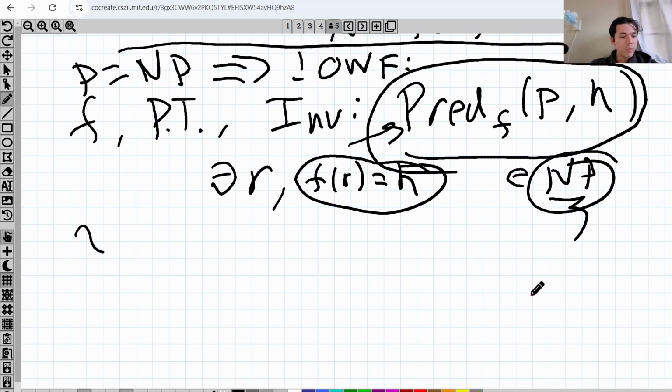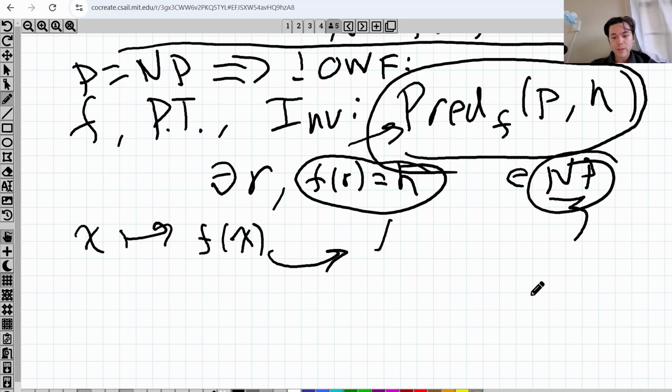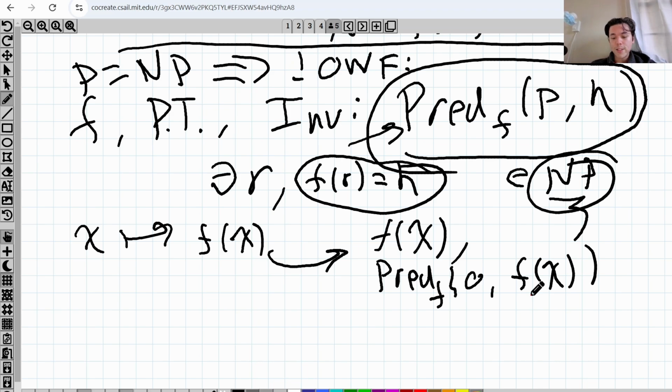So if I start with some x, and I produce an f of x, and then I give that to someone else as a challenge, find some inverse of f of x, here's what they would do. Well, they would check first the predicate under f of 0, comma f of x. Basically say, is there some input that starts with a 0 that if I were to apply f, I would get f of x? And say the answer is no.